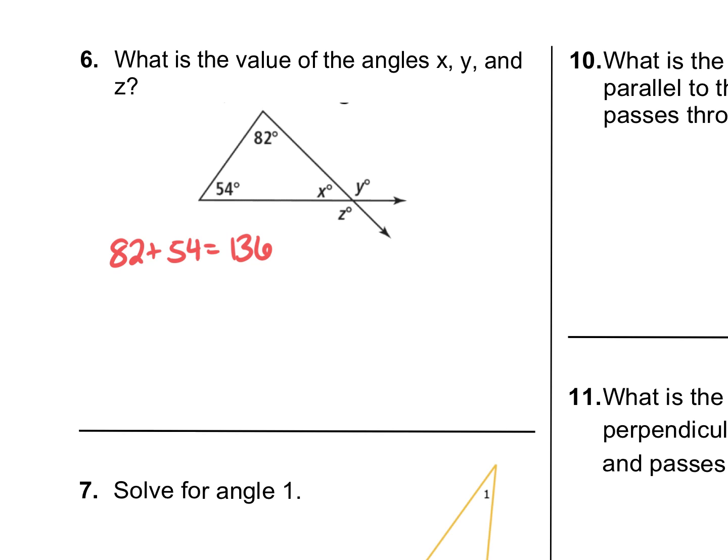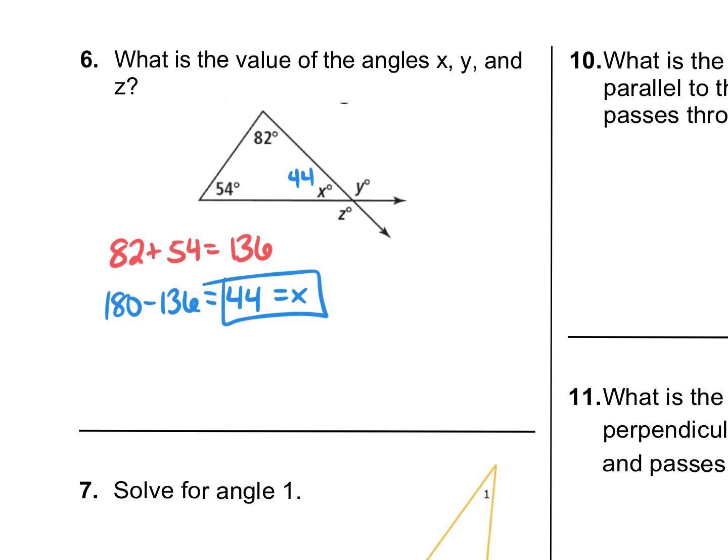Now, pay attention here. These two together give me 136. So how do I find that last one? 180 minus 136, which is 44. 44. Now, just like your homework, I don't care if you write your answers like this or if you put them in the picture. I do not care. Just as long as I know what angle you're talking about there.